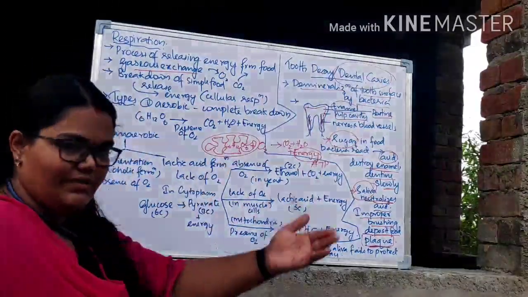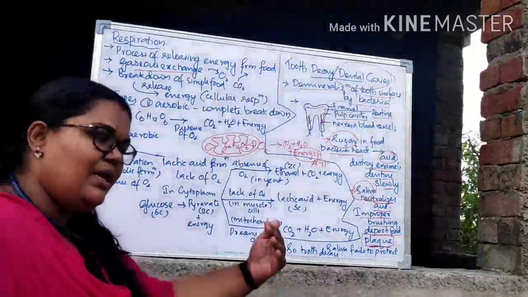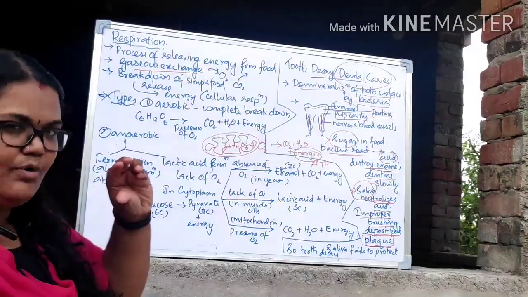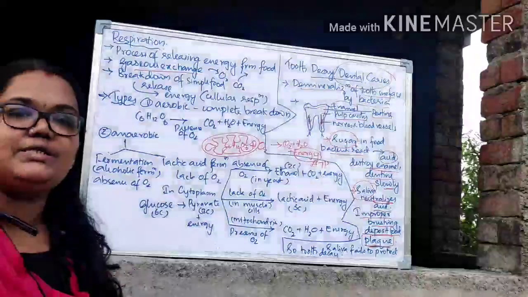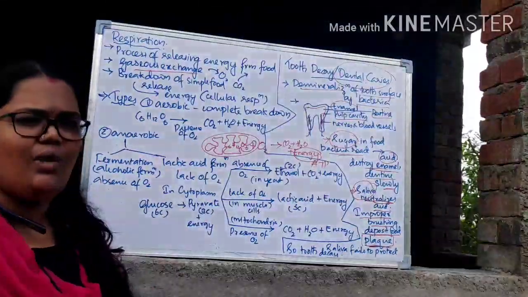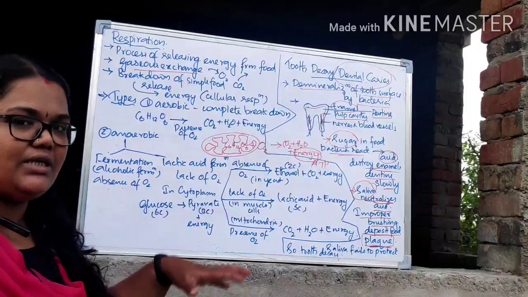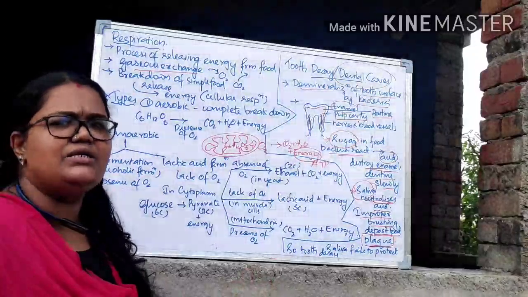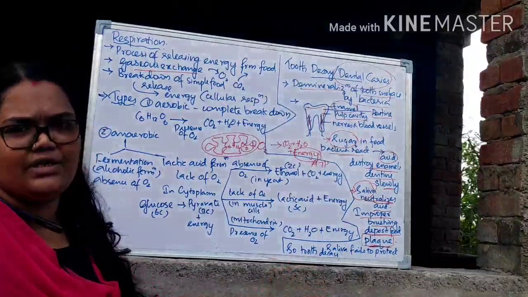You will understand when we discuss the respiratory system and the process, right? Now, I hope you have a small idea about this. Now we are going to discuss the types of respiration. What are the different types of respiration happening in our surroundings, in different animals or plants?